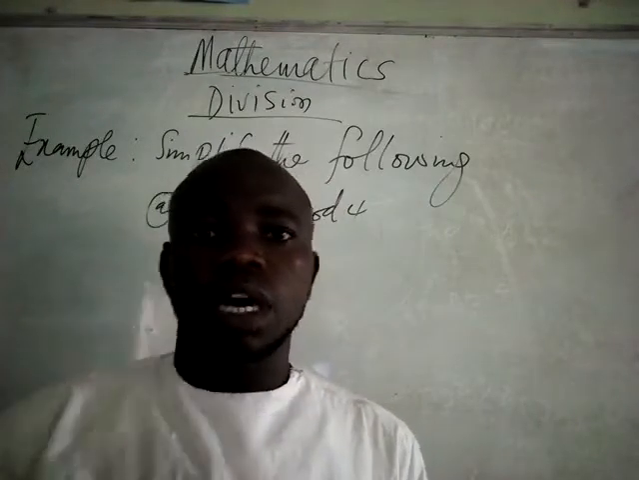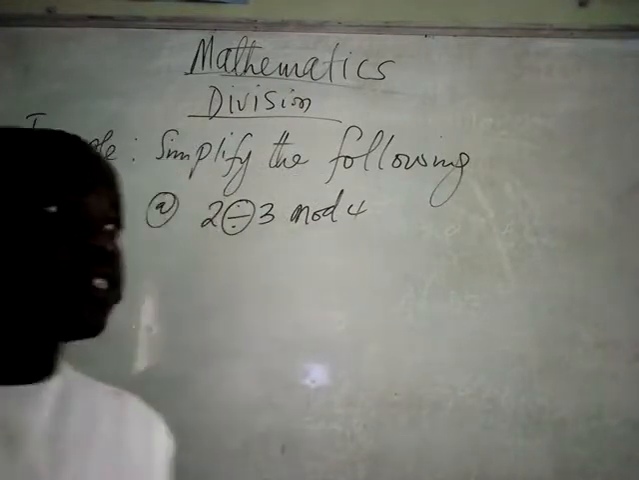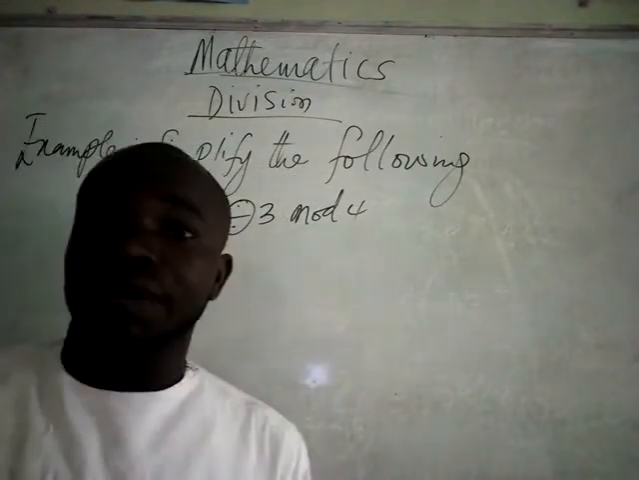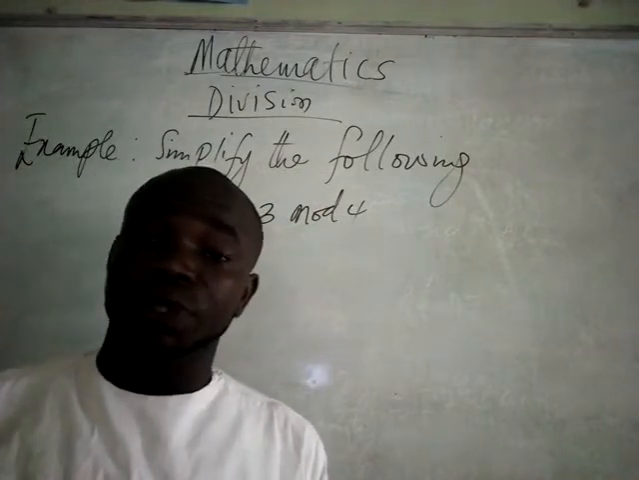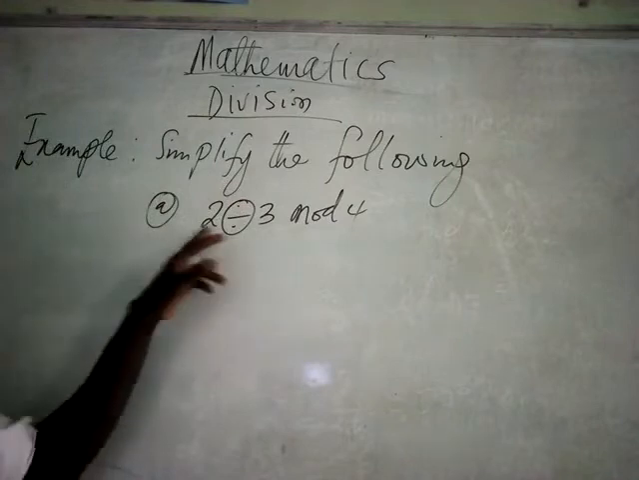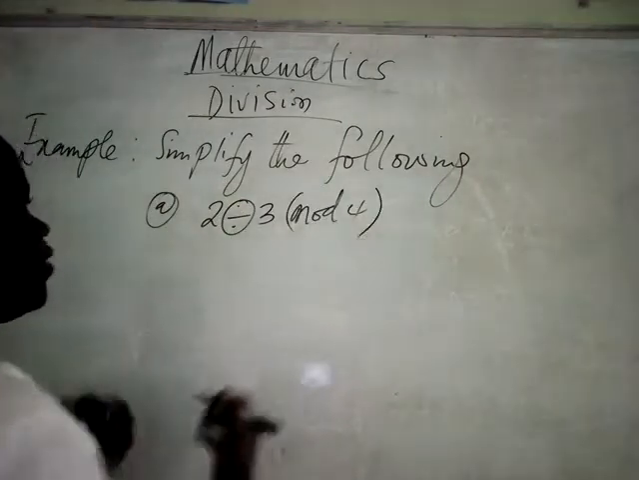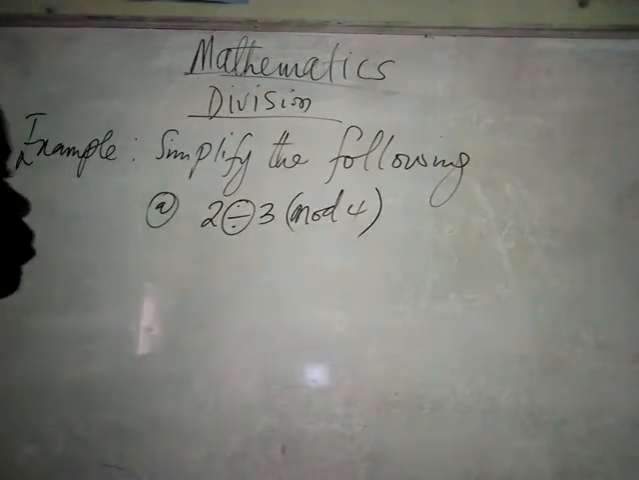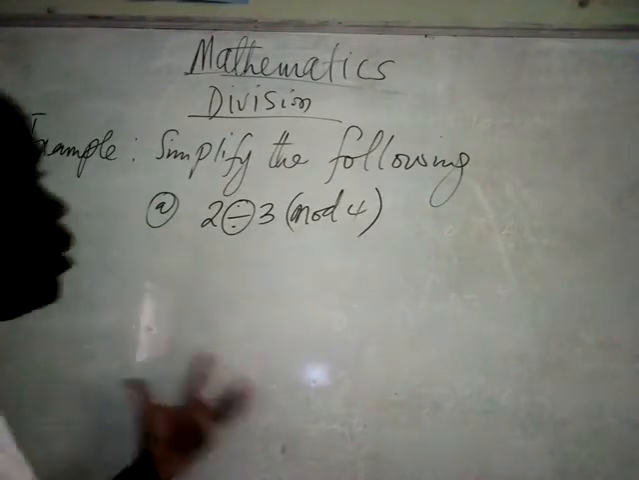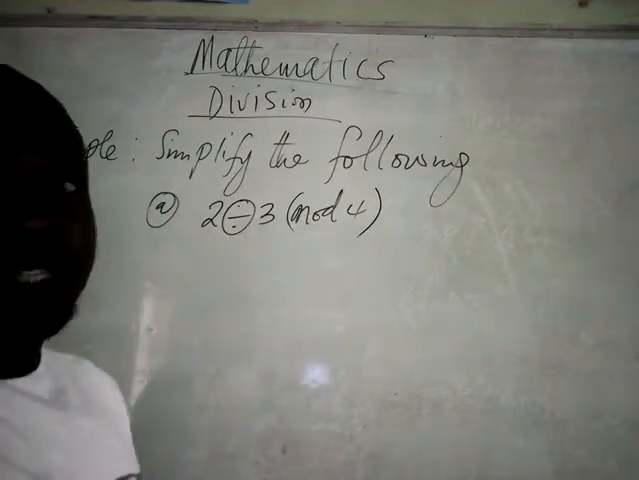This morning we are going to be seeing division in modular arithmetic. We're coming to the end of the class for modular arithmetic. So in this problem we're asked to find 2 divided by 3 in mod 4. Now, 2 divided by 3 in mod 4. How are we going to do it? It's quite different from your conventional mathematics.